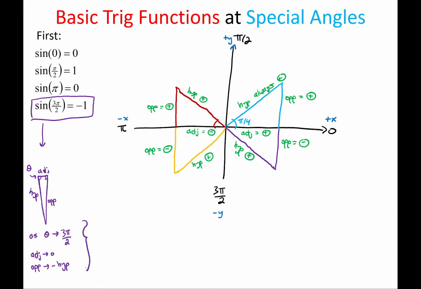So in this picture, the sine of 3 pi over 2 is going to be, as always, opposite over hypotenuse. But the opposite becomes the negative hypotenuse at that angle. So we have negative hypotenuse over positive hypotenuse, which is going to be negative 1. So that's where that comes from. And I don't want to belabor all of these, what I'm about to show. Just know that they come from this type of thinking, this type of process.